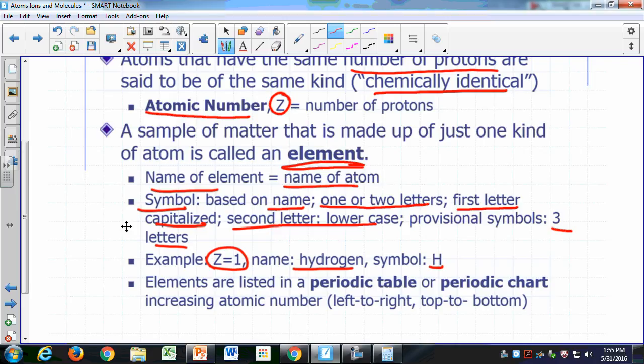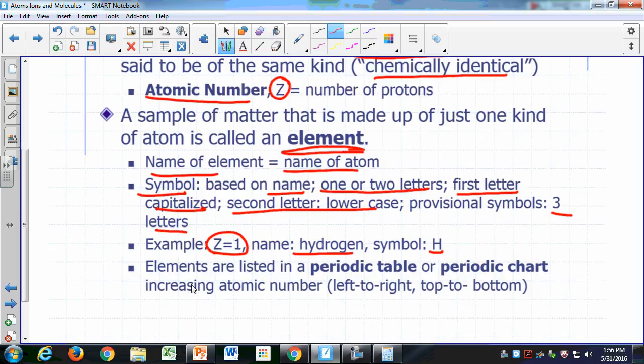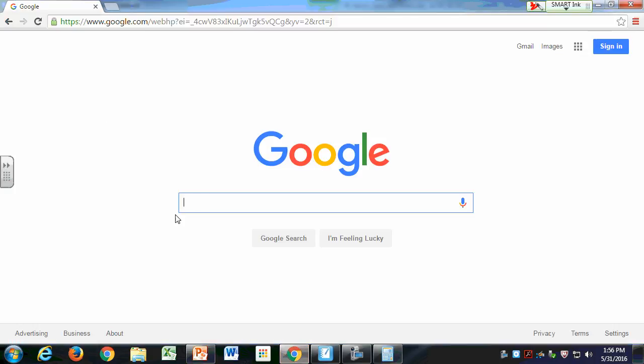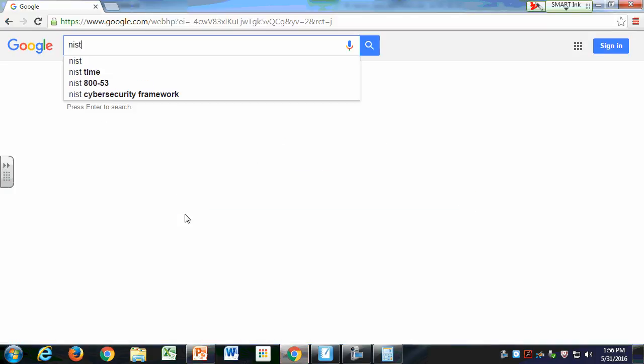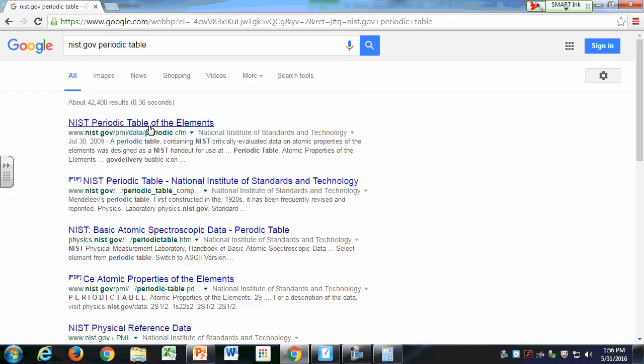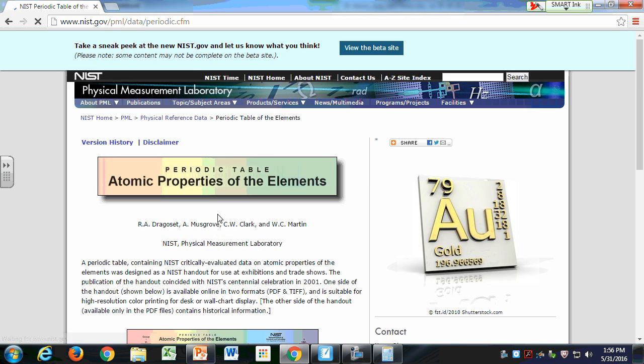The known elements in nature, the ones that we know of, are listed in a chart called the periodic table, or a periodic chart, in order of increasing atomic number from left to right and from top to bottom. Here's an example of a periodic table that you can find online. If you want a copy of this, you can do a search for NIST.gov periodic table, and you can get to the periodic table of elements from that link.